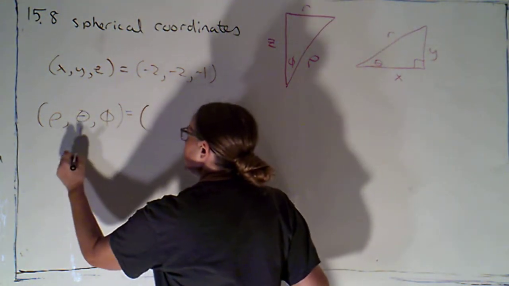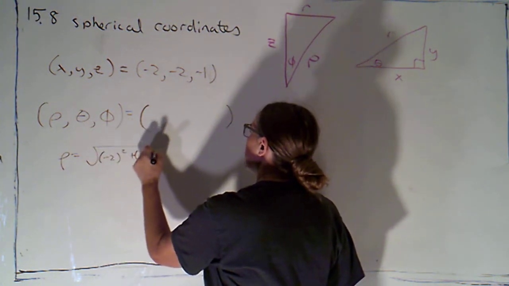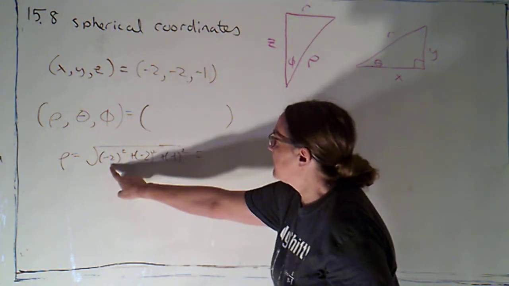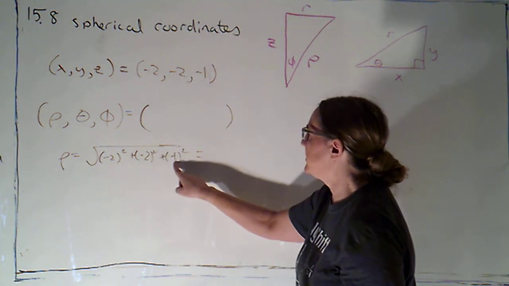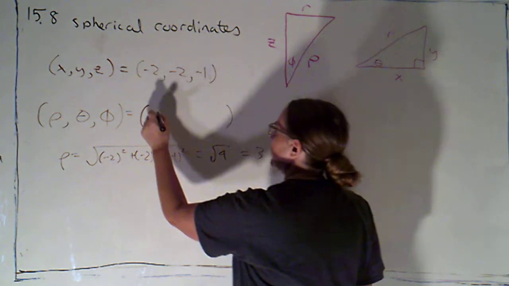So rho would be the square root of -2 squared plus -2 squared plus -1 squared. Let's see, that's the square root of 4 plus 4 plus 1. That's the square root of 9. Oh, that's lovely. That's just 3.